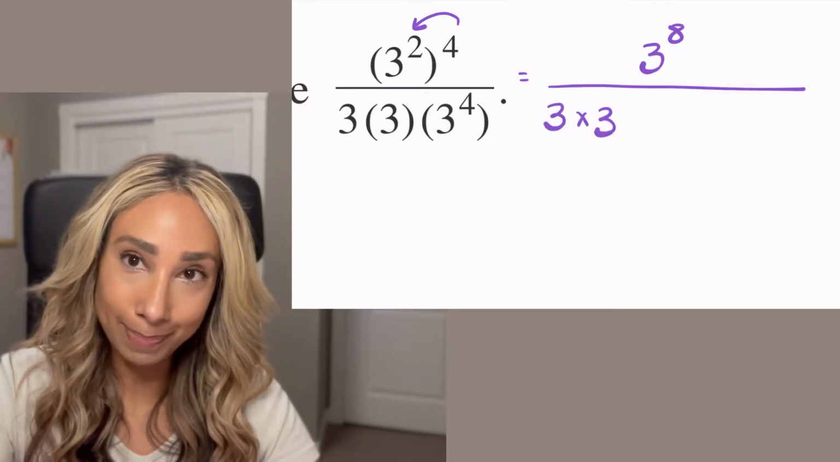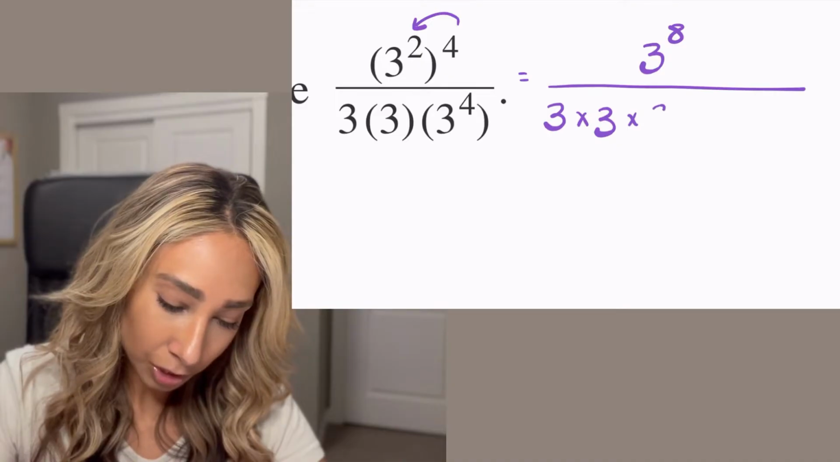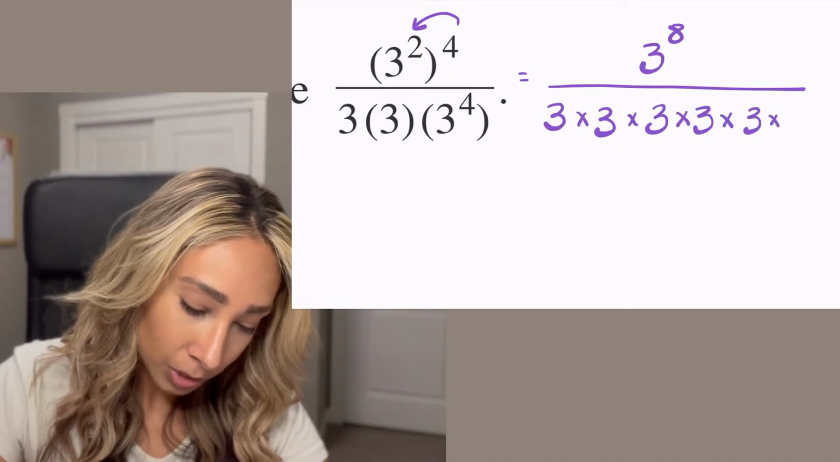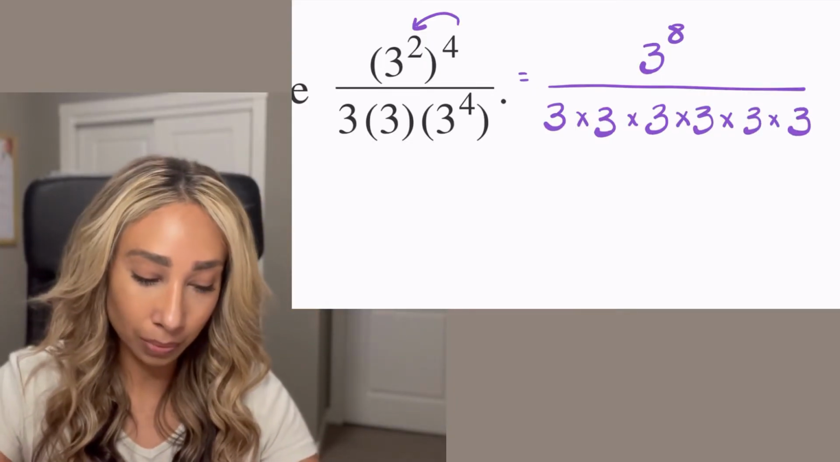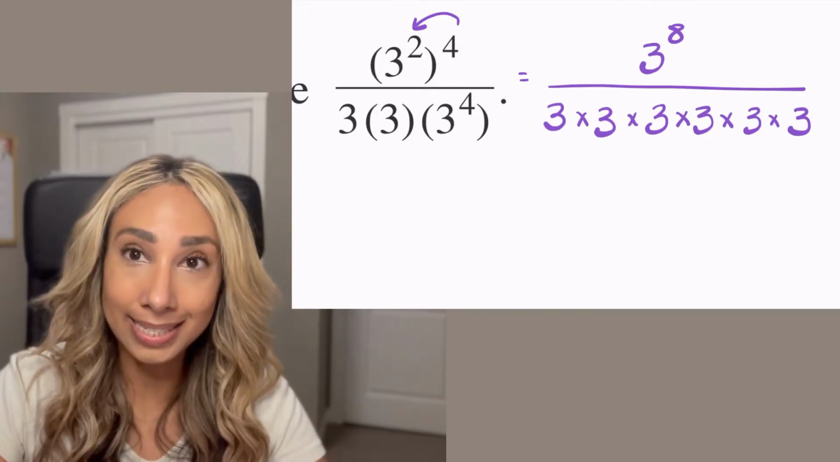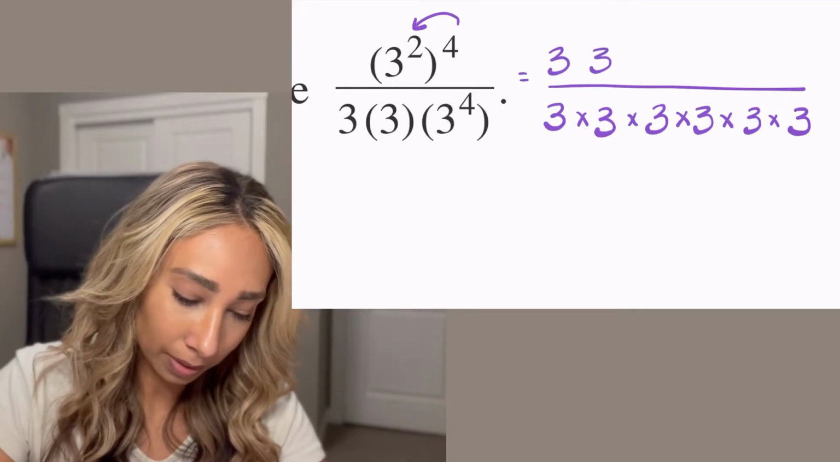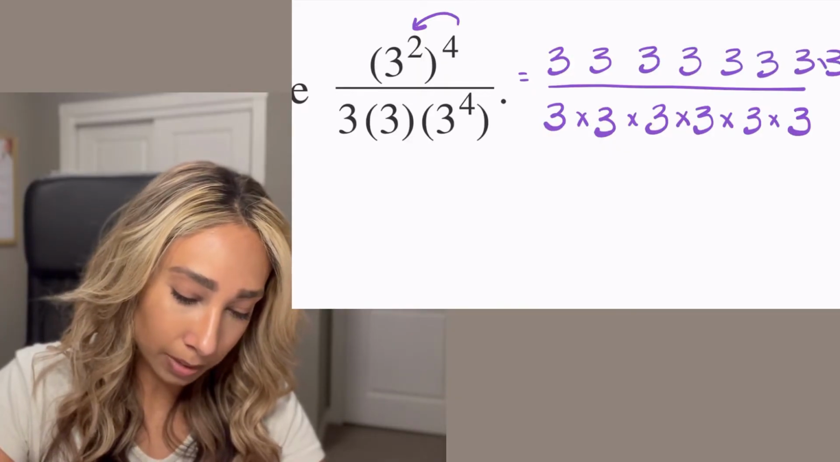I'm actually going to expand this bottom part out to show you what's happening here in case you're having trouble with this one. So I've expanded all of this out. So really I've got 6 3s at the bottom. And as for the top, I actually have now 8 3s at the top. So 1, 2, okay, and they're all being multiplied by each other.